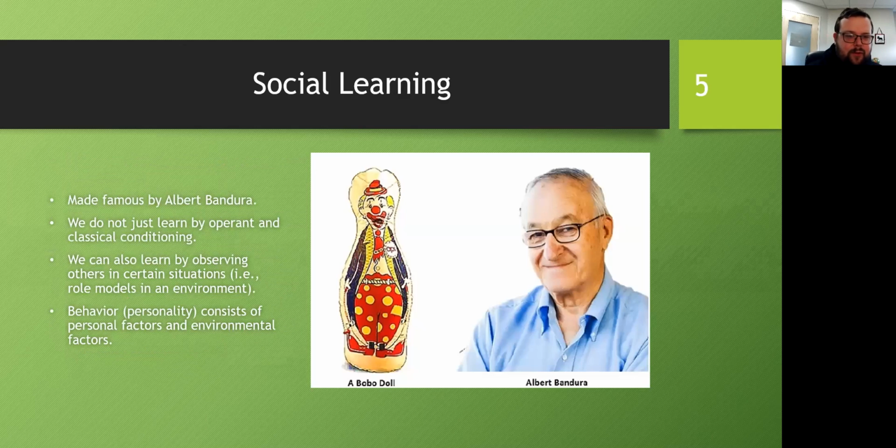So next is social learning theory. Again, I'm sure you have been exposed to this in numerous classes. Social learning theory was made famous by Stanford psychologist Albert Bandura. And the thing is, we do not just learn from what happens to us, but we can also learn by seeing what happens to other people.